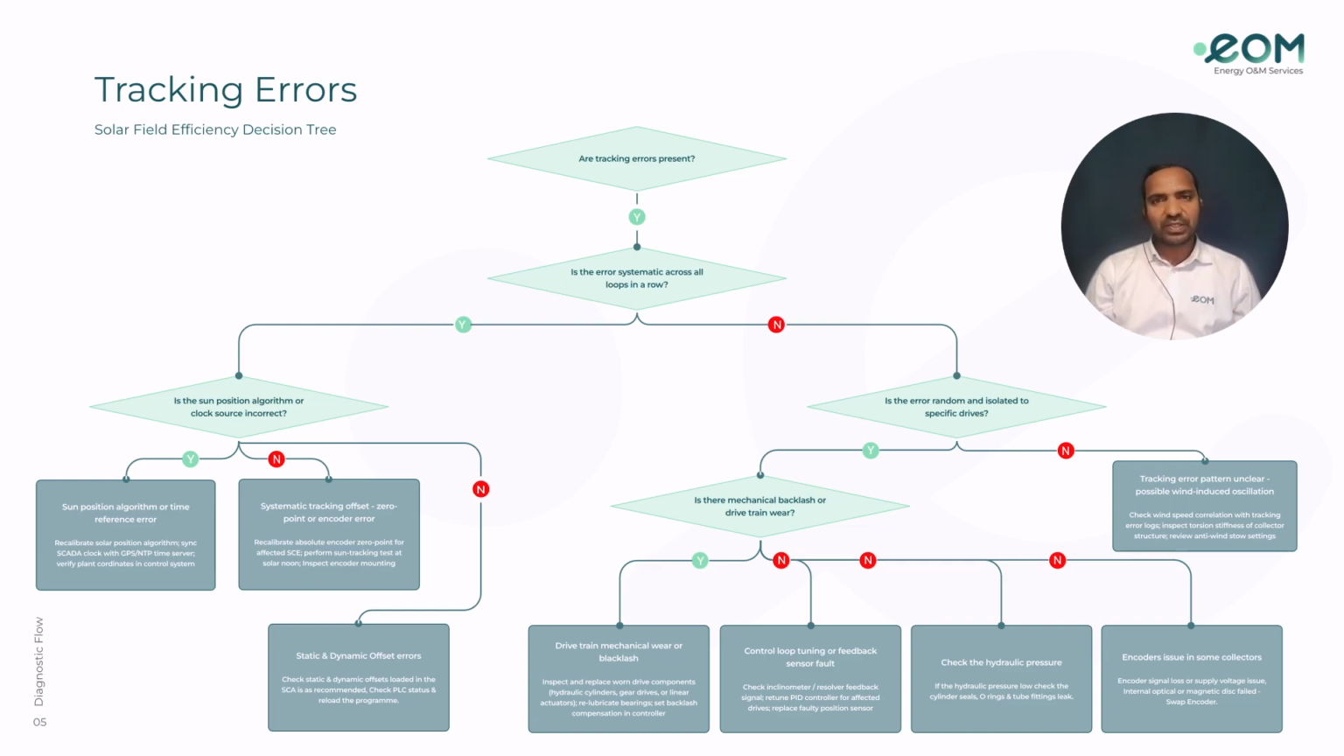If the tracking pattern does not follow a clear trend, environmental effects such as wind-induced oscillation may be contributing to the problem. So in those situations, correlating tracking errors with wind speed data becomes very important. This completes the tracking diagnostics section. Now let's move into the soiling behavior.